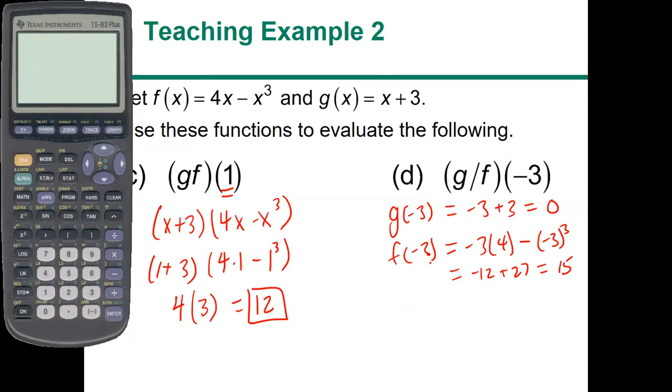And now I have to divide them, right? That's the G divided by F part. So what is 0 divided by 15? 0. 0 divided by anything is what? 0.